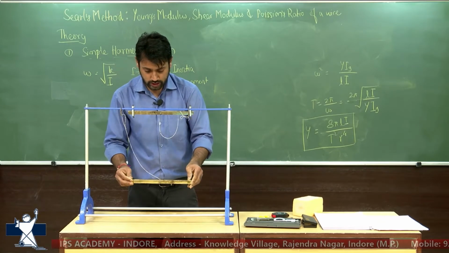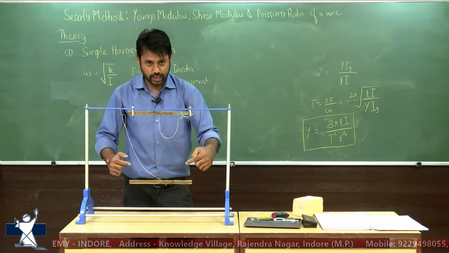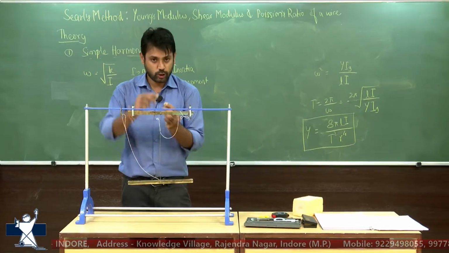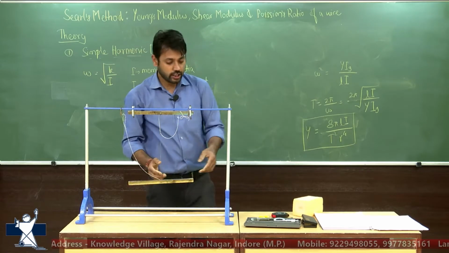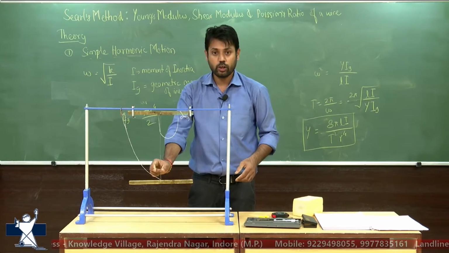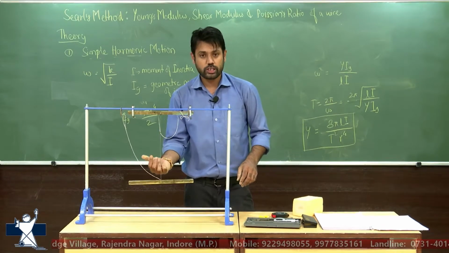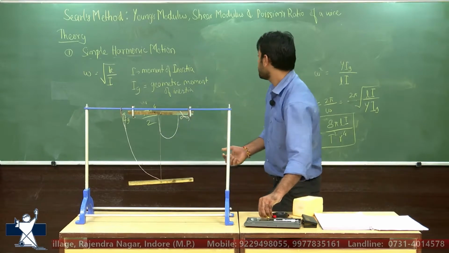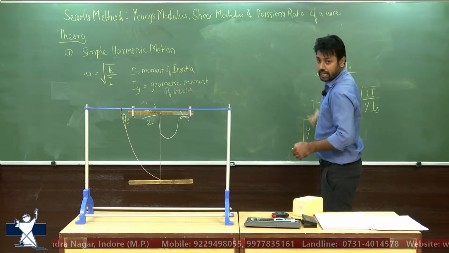I'm going to twist this rod like this. So it's going to oscillate in an angular form, but actually it's twisting the rod. Okay, so the rod is getting twisted. Here the torque is coming from this angular motion, right? The torque for this oscillation is coming from the twisting of the rod. So we can relate this twisting with the shear modulus and the time period of this.